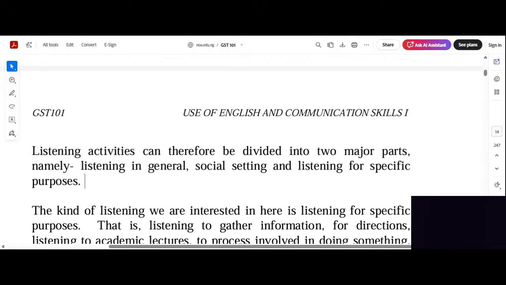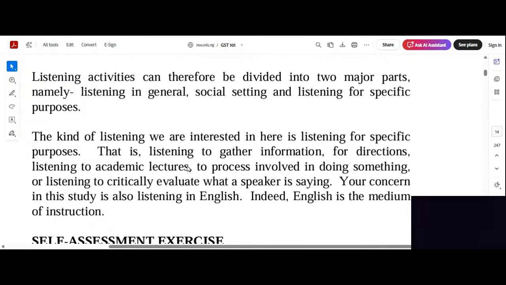So, listening activities, therefore, can be divided into two major parts: listening in general, which is also known as social setting, and listening for specific purposes. In this course and all through your study in non, you find yourself concerned with the second type of listening, which is listening for specific purposes, because that is the one that deals with listening for exam, for school settings, listening to a seminar, a course, a lecture, and the rest of them. All that falls under specific, because you are listening hoping to get something, you want to learn something, you want to get information.